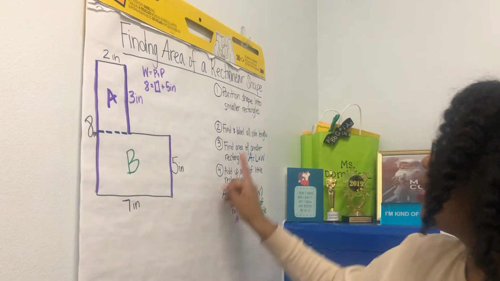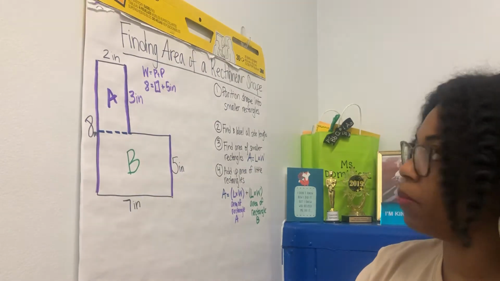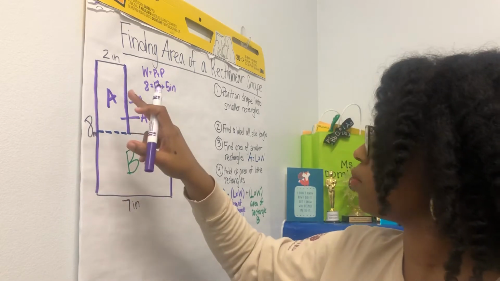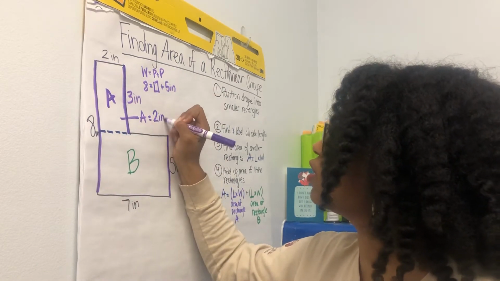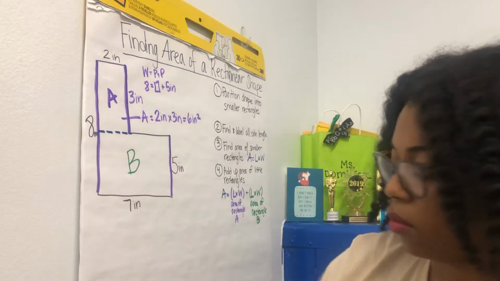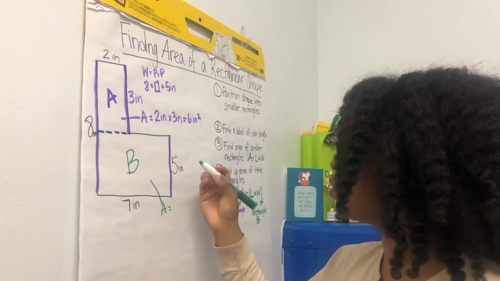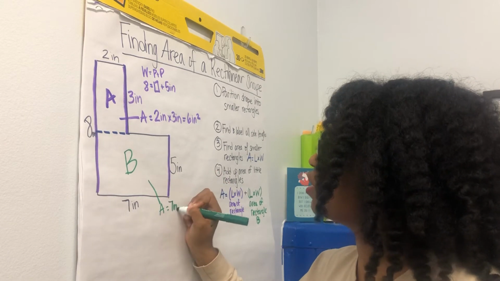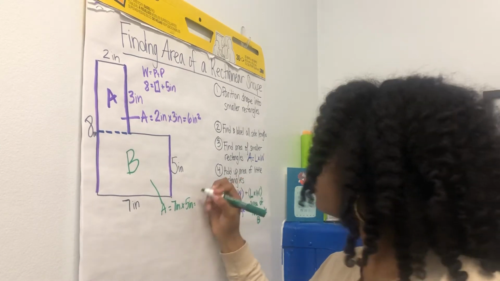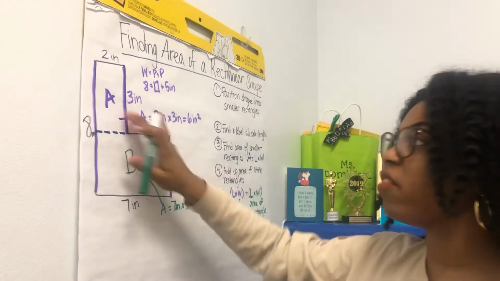I'm ready. Great. Now I need to find the area of the smaller rectangles. I know that area equals length times width. Okay, so the area of this rectangle, area equals 2 inches times 3 inches, which equals 6 inches squared. The area of this rectangle is area equals 7 inches times 5 inches, which equals 35 inches squared. Great. I know the area of these 2 little rectangles.